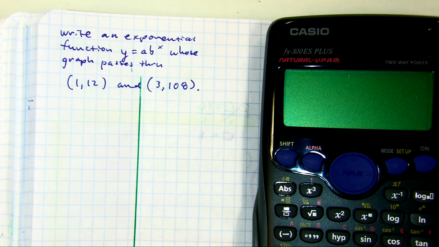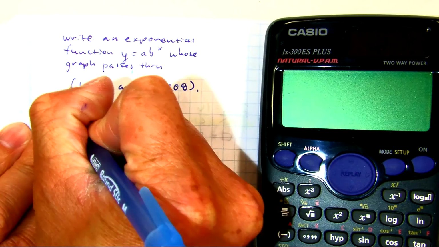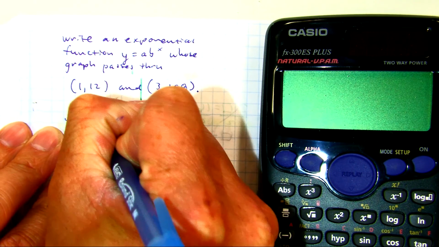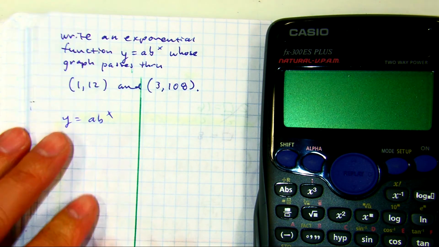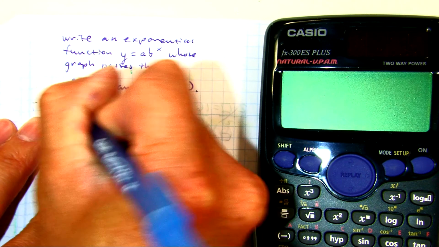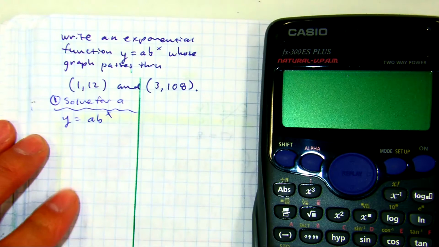Write an exponential function y equals ab to the x power whose graph passes through (1, 12) and (3, 108). First thing you probably recognize is that the x values are not consecutive, which means they're not right next to each other. So the first thing I'm going to do is write down the formula. I'll call this step, I guess you can always look backwards and do it, but I'm going to solve for A. Solve for A is the first thing I'm doing.